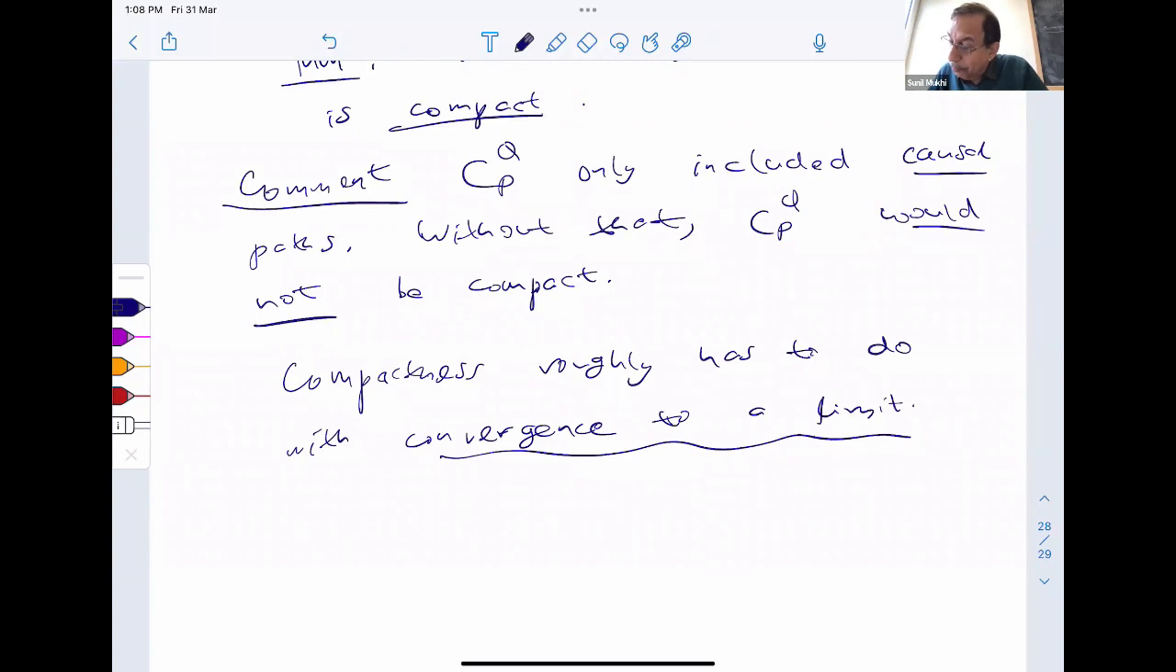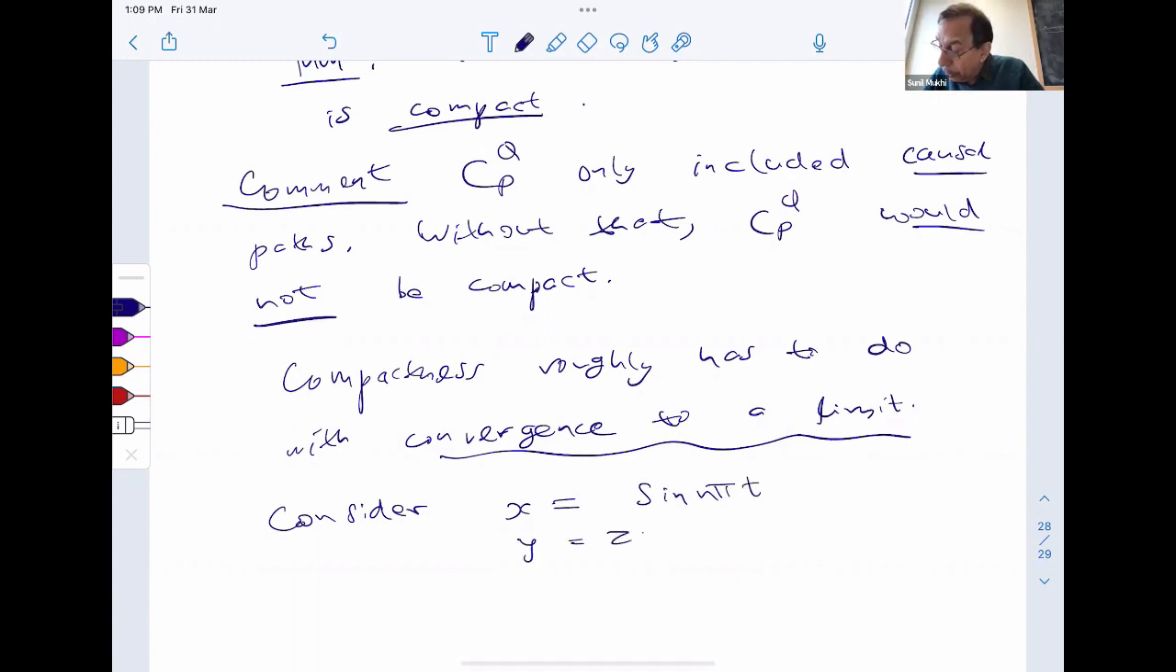But this counter example is given by the following space. So consider x equals sine of n pi t, and y equals z equals 0 in Minkowski.